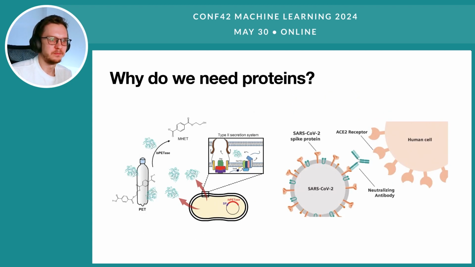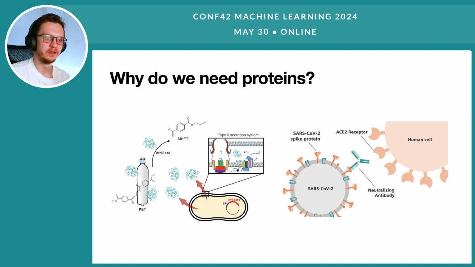So a couple of examples of why we need proteins. First one is plastic degradation. We can have a genetically modified bacteria that produces a protein that acts as an enzyme. So it will speed up breakdown of plastic, and it can help us get rid of waste. The other thing that we can use proteins for is vaccines and drugs.